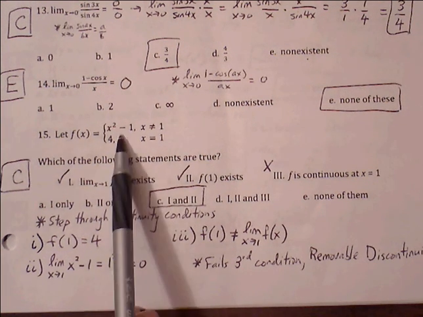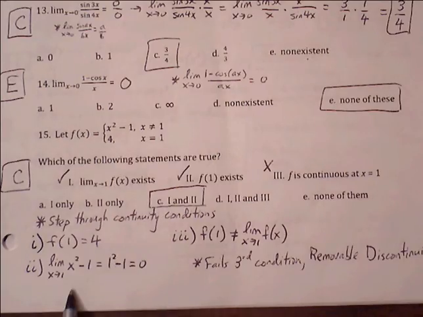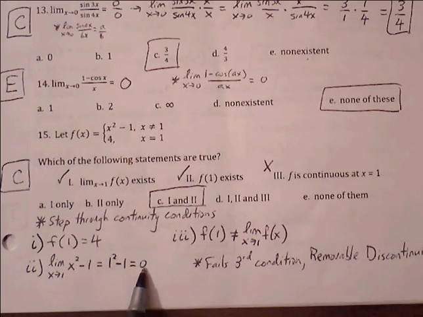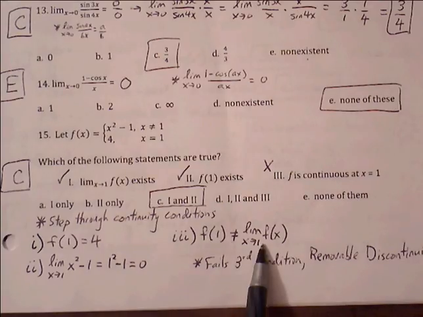We can just simply find a limit of x squared minus 1. So first thing we do, evaluate limit, plug in the x value. So 1 plugs in for x. 1 squared minus 1 is 1 minus 1, which is 0. So the limit exists at 0, but the ordered pair is at 1, 4. So we see that the third condition is going to fail. 4 does not equal 0.